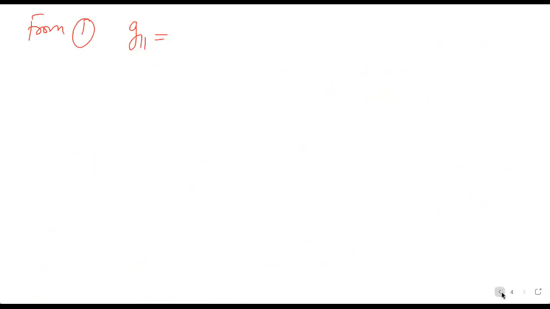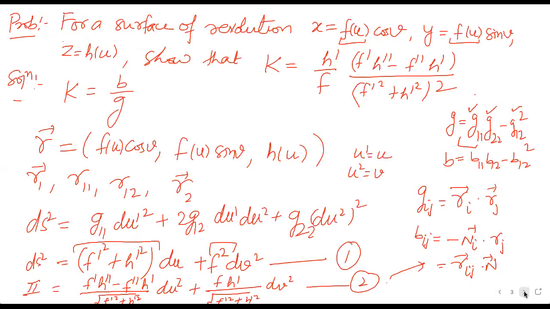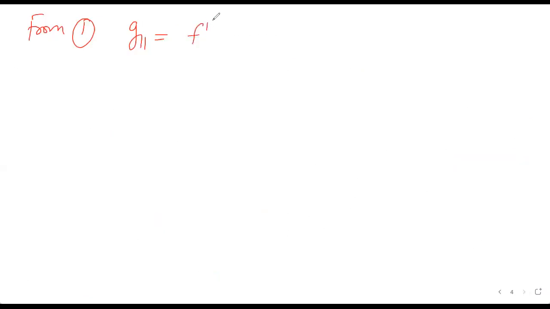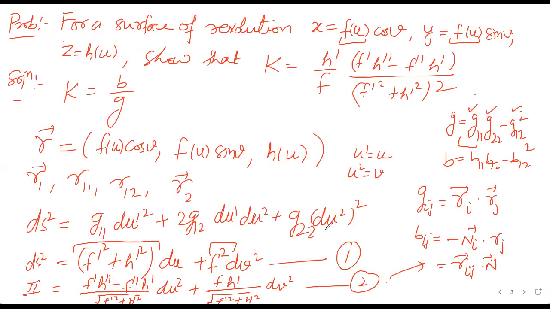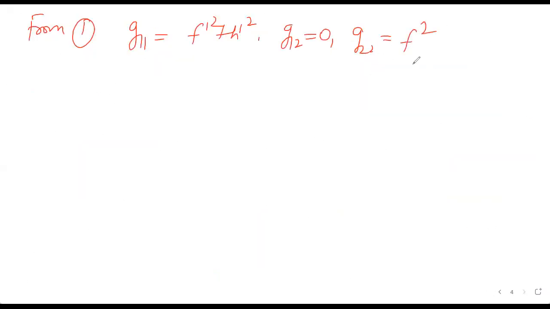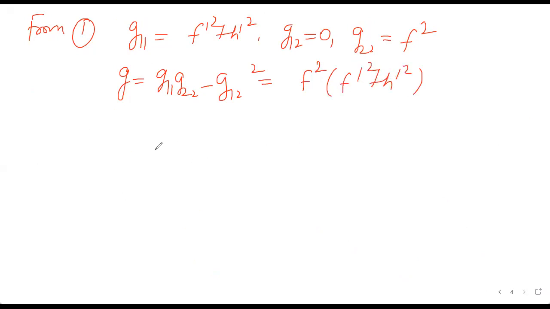So from 1, g11 is the coefficient of du square, f dash square plus h dash square, g12 is 0 and g22 is coefficient of dv square is f square, and g will be what now? G11 G22 minus G12 square, so G12 is 0, so you got f square times f dash square plus h dash square.